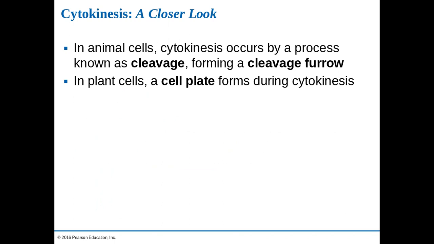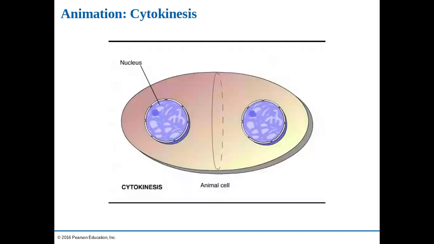So in animal cells, which is what we've been looking at in all of these diagrams so far, cytokinesis occurs through a process called cleavage and forms a cleavage furrow. It's kind of like a little pinch in the cell, and then eventually it pinches off and separates. In plant cells, a cell plate forms during cytokinesis, and it's just like a little divider, almost like a new wall that forms, and then you have two new cells.